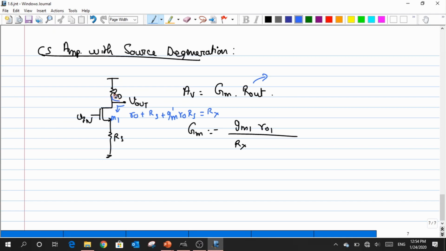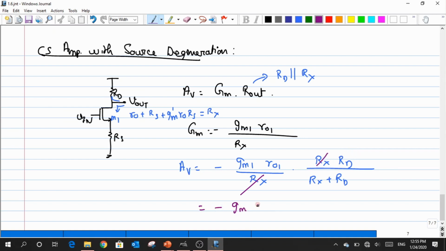Yeah, so when I look up, what I have is RD, and that goes in parallel with Rx itself, right? So the total gain, I can write it as AV into minus GM1 RO1 divided by Rx, and this quantity I can write as Rx RD divided by Rx plus RD, okay? Now there are some common terms which we can cancel out. So that would end up having a result which is GM1 RO1 RD divided by Rx plus RD. Okay.